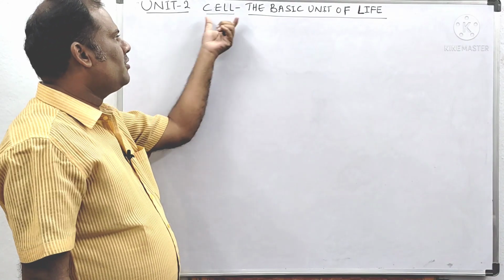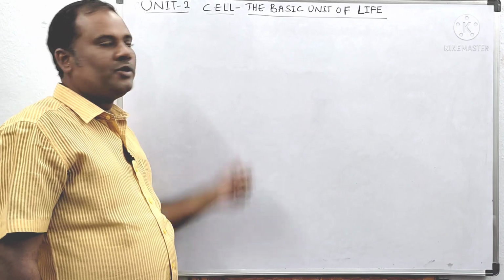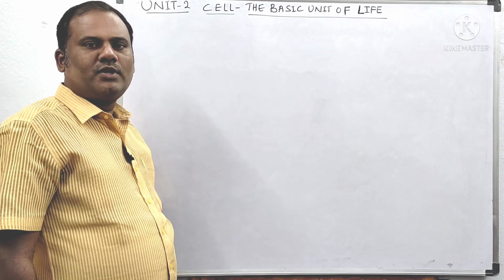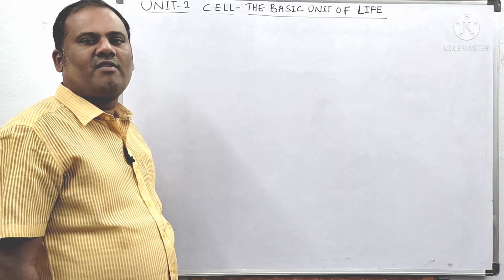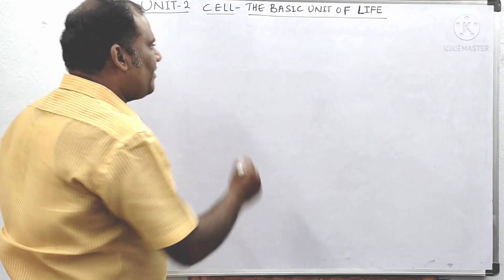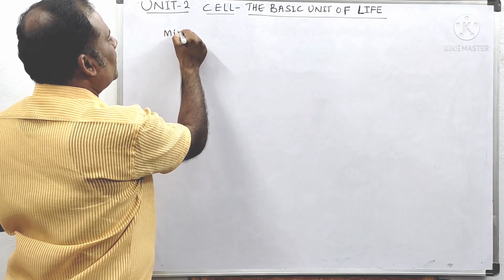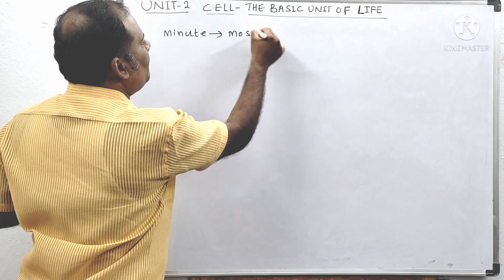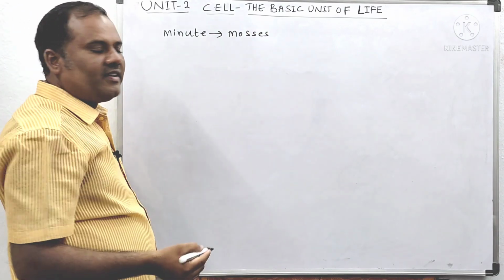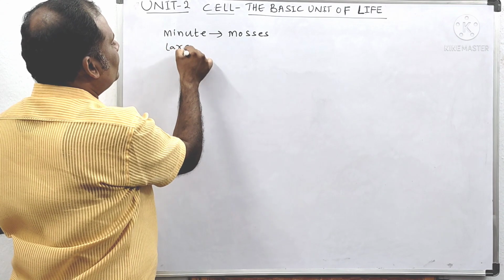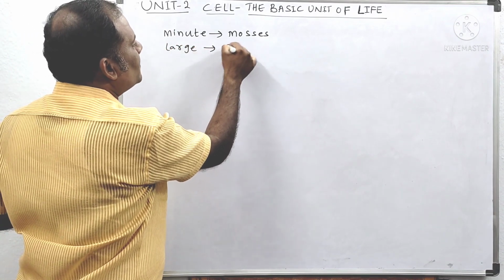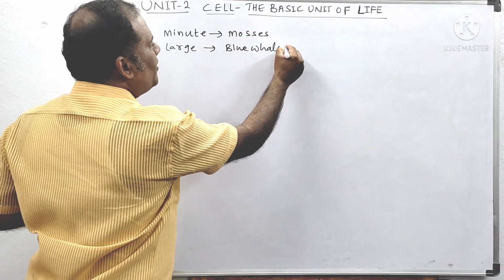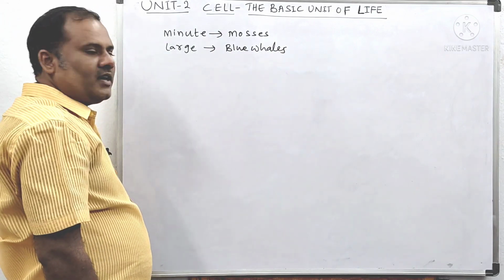Today's topic: Unit 2, Cell, the basic unit of life. You know that this world is made up of various types of organisms. Among them, there are very minute organisms like mosses, whereas there are also very large organisms like blue whales.